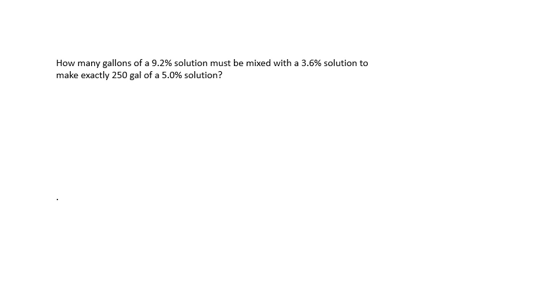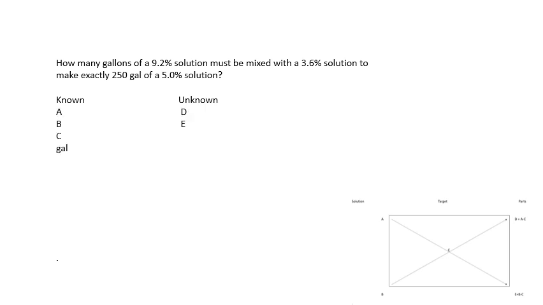How many gallons of a 9.2% solution must be mixed with a 3.6% solution to make exactly 250 gallons of a 5% solution? So we're going to do our knowns and unknowns. And again, I put the little chart down here, and we're going to pull out our knowns. So we know our solutions, so A, B, and C. We know our gallons, and what we're looking for is the parts, D and E.